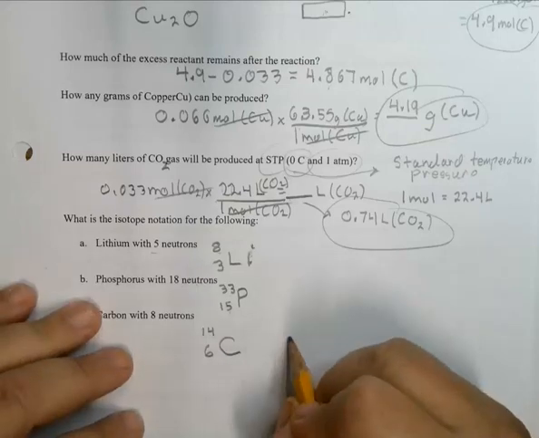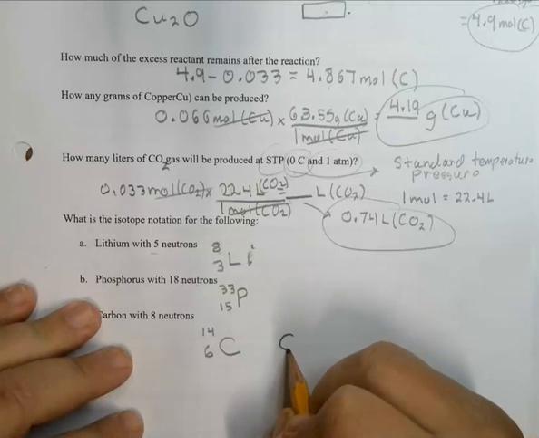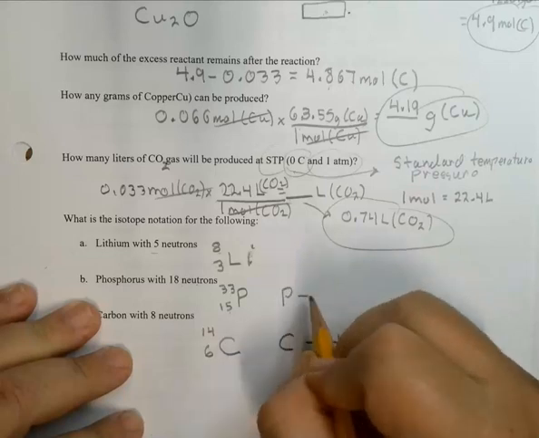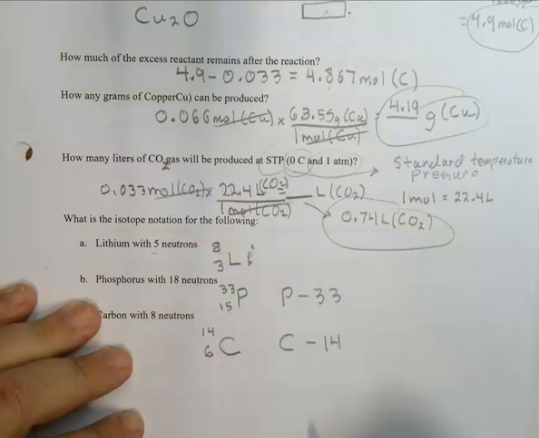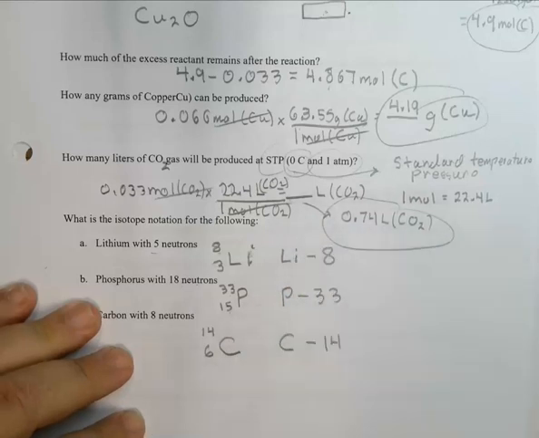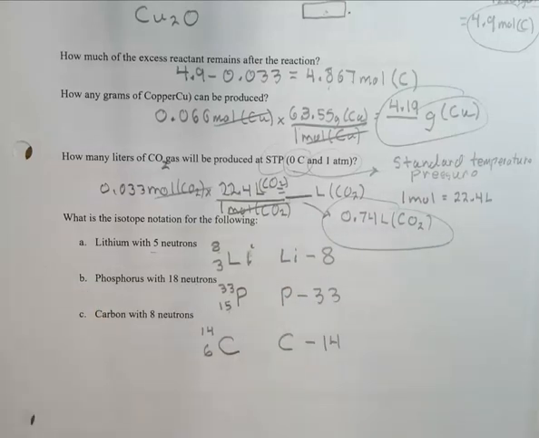By the way, you can also write these, if you had to, as C-14, P-33. We haven't talked about this before. And Li-8. Okay, that's also the way you could write that. Okay, that takes care of it.